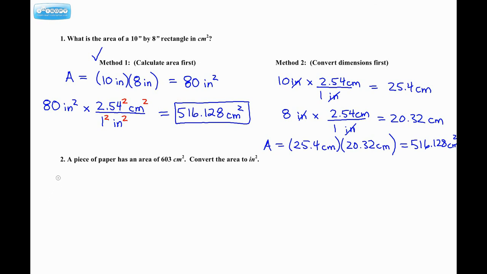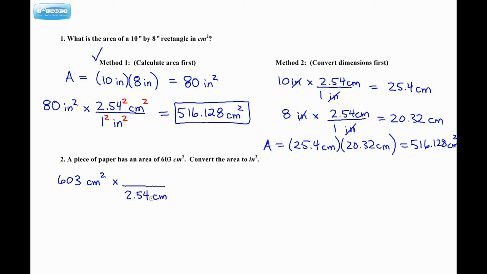So I take the area that I want to convert. This is already in centimeters squared, so I don't need to do anything with that number. I'm not actually changing the measurement itself. And we want to go to inches squared. Well, for centimeters squared to cancel, they've got to be on the bottom.